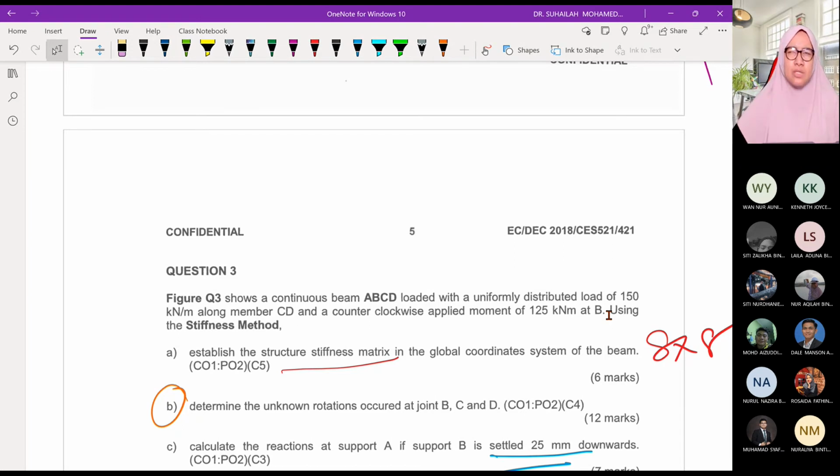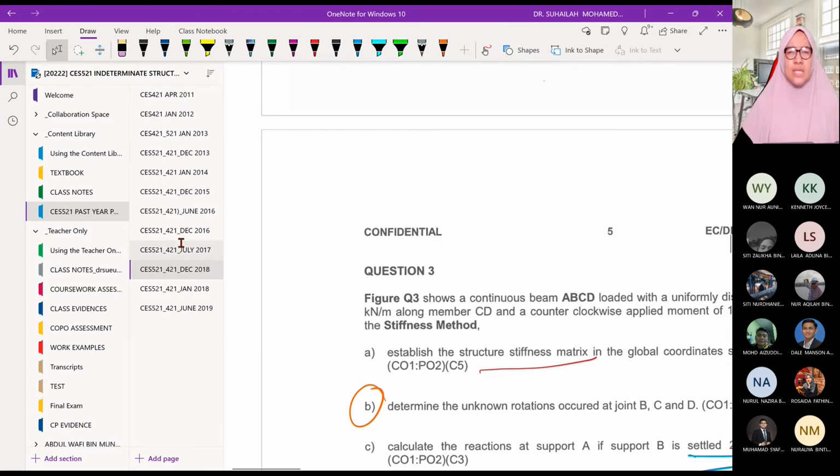So, esok tak ada sebab cuti. Okay, tapi insyaAllah esok saya akan assign. Tak payah assign lah, you tengok lah dalam ni berlambak ada. Okay, saya dah letak past year's exam papers. You boleh tengok juga past year's exam papers ECS 556 and also ECS 468. Okay, boleh search ECS 468, ECS 556, CES 521, CES 421. Okay, untuk tengok past year's exam papers. Okay, kalau you buat latihan, you boleh letak dekat OneNote and you boleh minta saya untuk check.